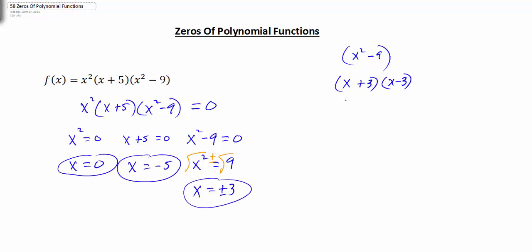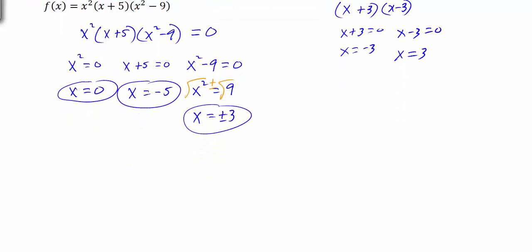And again, over here, this is where you would get your two answers, plus and minus 3. If you set each one of these factors equal to 0, you would have a negative 3, and you would also have a positive 3. So you could simply take the square root, or if you factor this, you would still get the same plus or minus 3. Now, keep in mind, we found the zeros of this function.